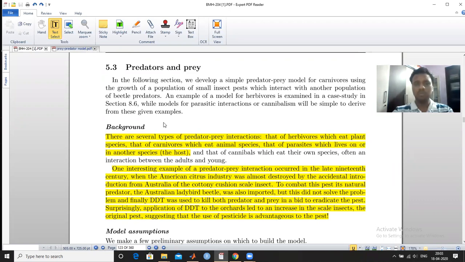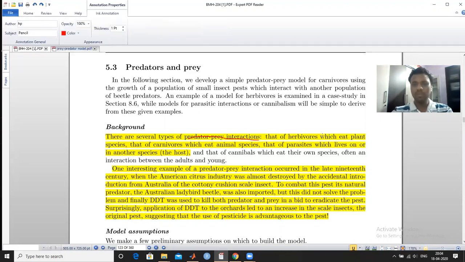There are several types of predator prey interaction. It may be like herbivores that eat plants, carnivores which eat animal species, and some parasites which live on another species, which is known as the host. So there are several examples you can see in our ecosystem.